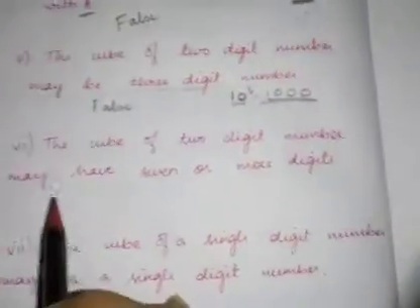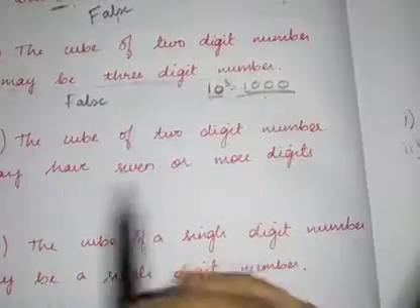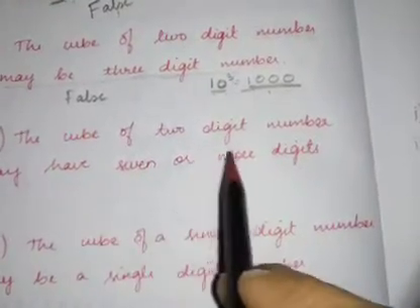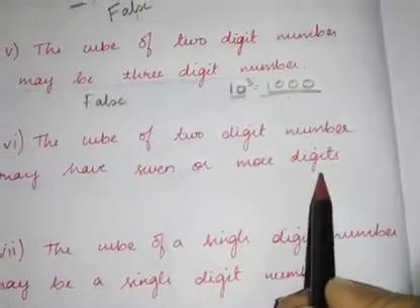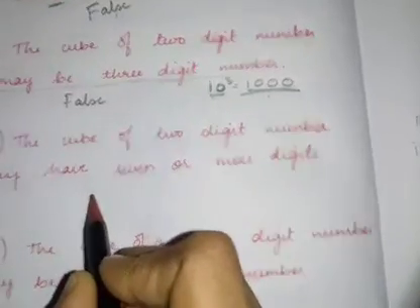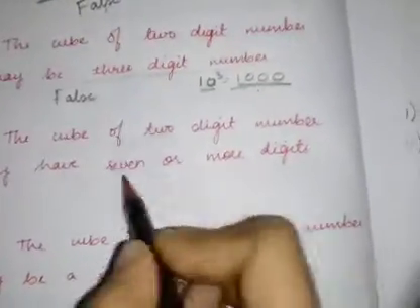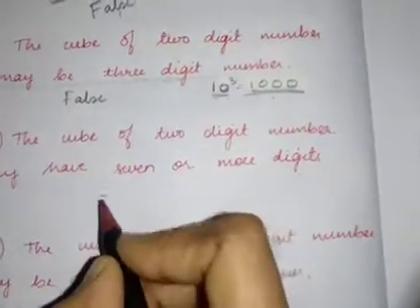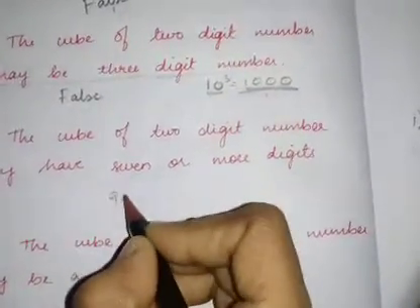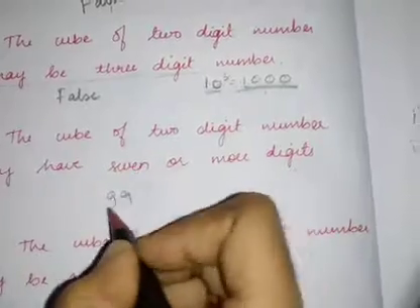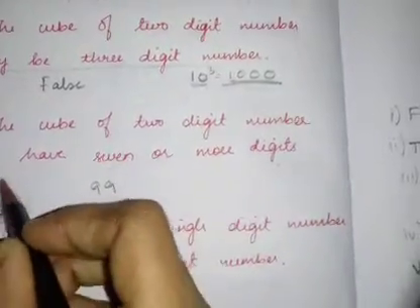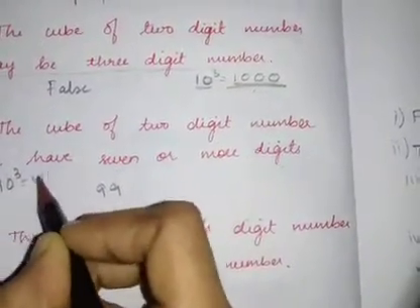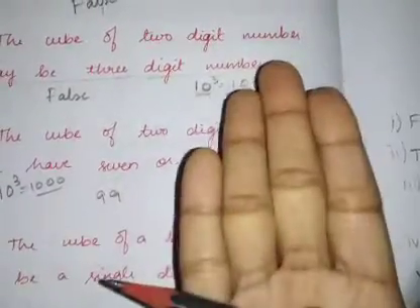Next, the cube of a 2-digit number may have 7 or more digits. They are saying the cube of a 2-digit number may have 7 or more digits. What is the last 2-digit number? 99, correct. The first 2-digit number is 10. 10 cube answer is 1000. We are getting 4 digits.